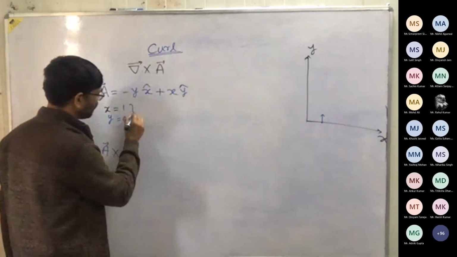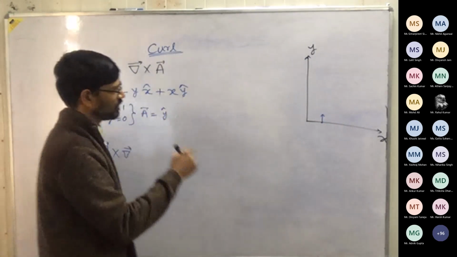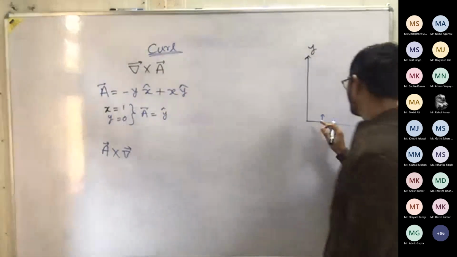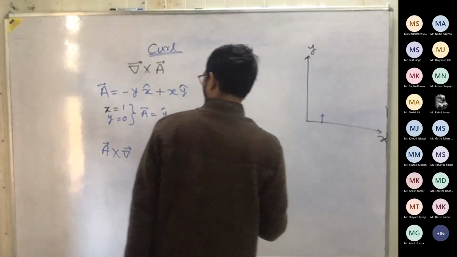A is equal to y cap. So this much length is my unit 1. Okay. So this is y cap because this is y direction.